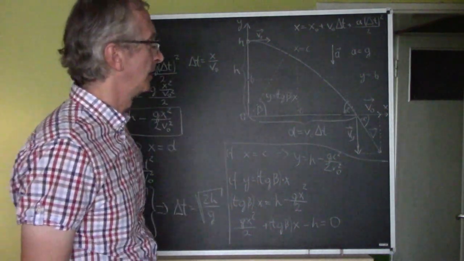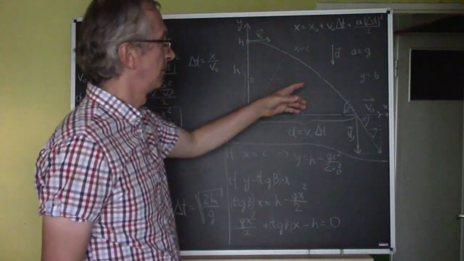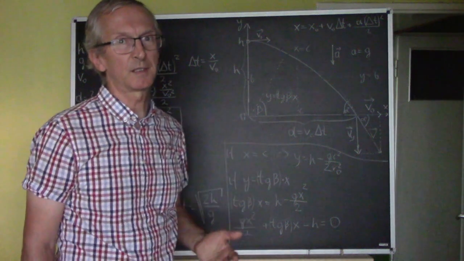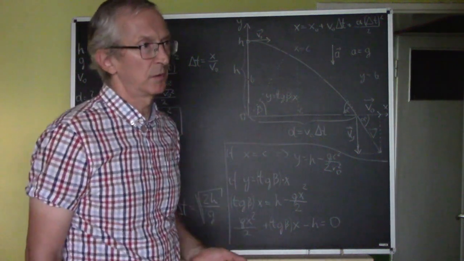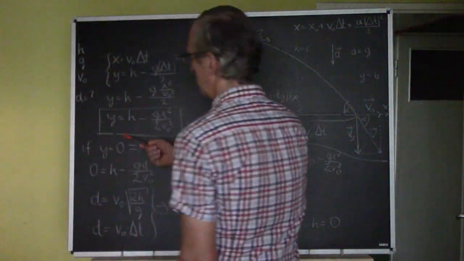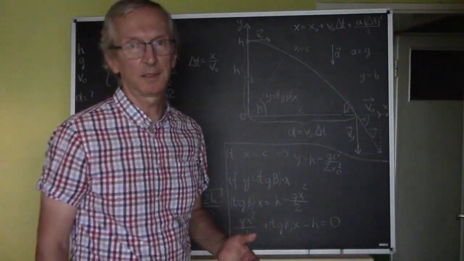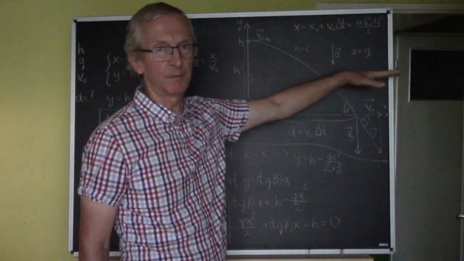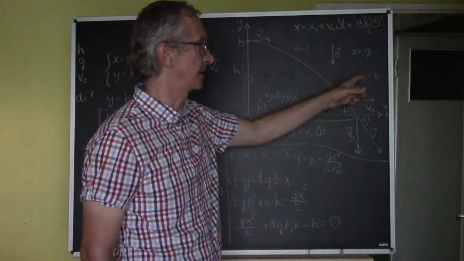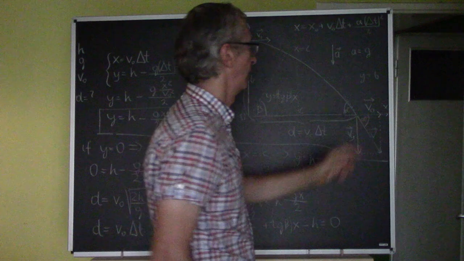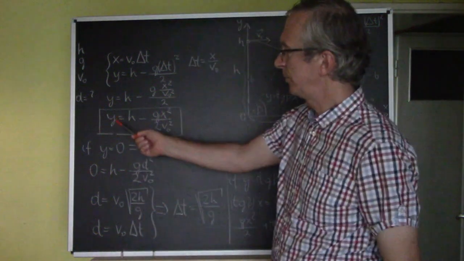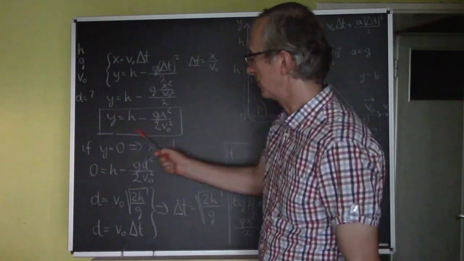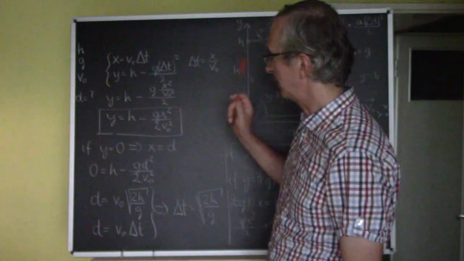Now, to find the place where the flying body hits the obstacle, we should add to this equation the one describing the obstacle. Let's start with the horizontal platform. The equation of this line is y equals b. So it's enough to put b instead of y, and calculate from this equation the value of x.